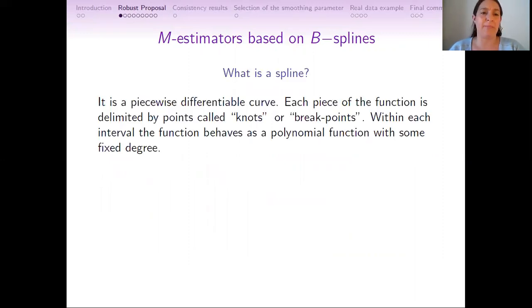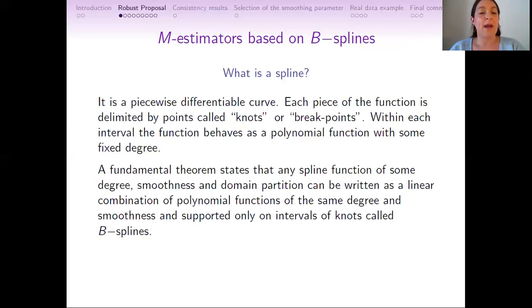But what is a spline? It's a piecewise differentiable curve. Each piece of the function is delimited by points called nodes or breakpoints. Within each interval, the function behaves as a polynomial function with some fixed degree. A fundamental theorem states that any spline function of some degree, smoothness, and domain partition can be written as a linear combination of polynomial functions of the same degree and smoothness, but only supported on intervals of nodes with minimal support. And these functions are called B-splines.